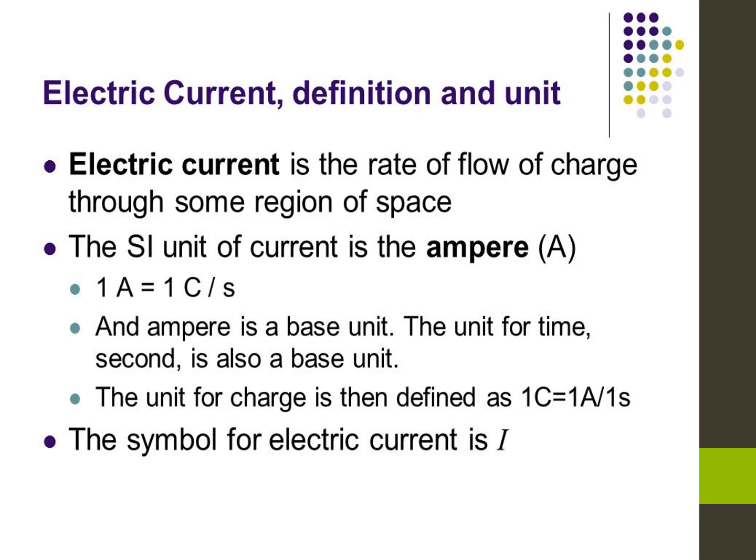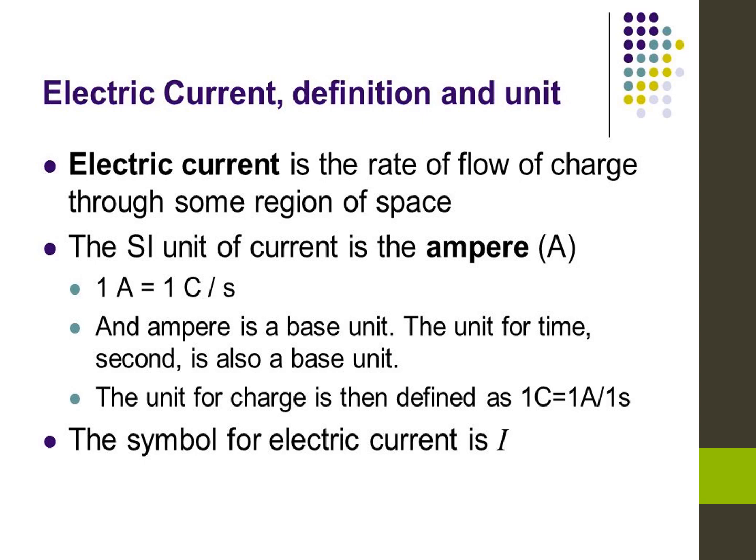What is the SI unit of electric current? Ampere. 1 ampere is equal to 1 coulomb per second. Ampere is a base unit. The unit for time, second, is also a base unit. The unit for charge is then defined as 1 coulomb equals 1 ampere times 1 second.